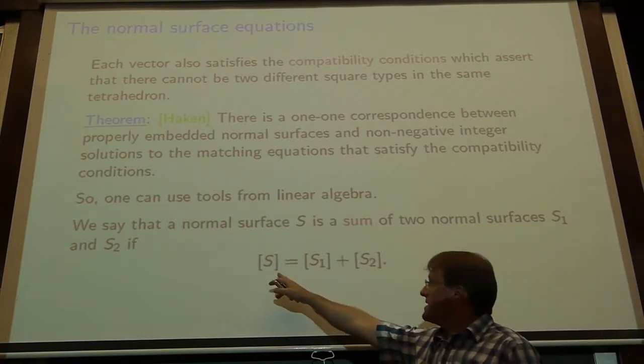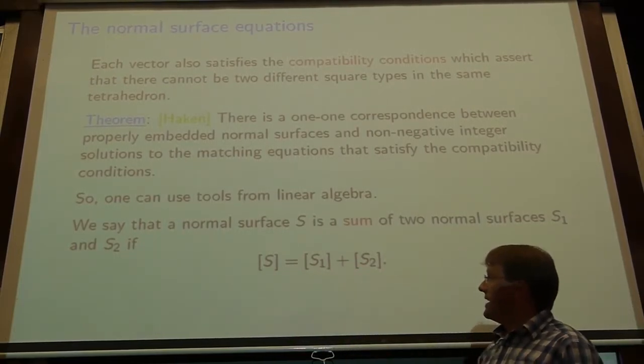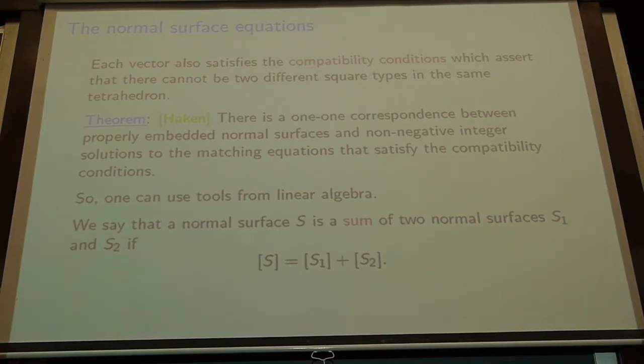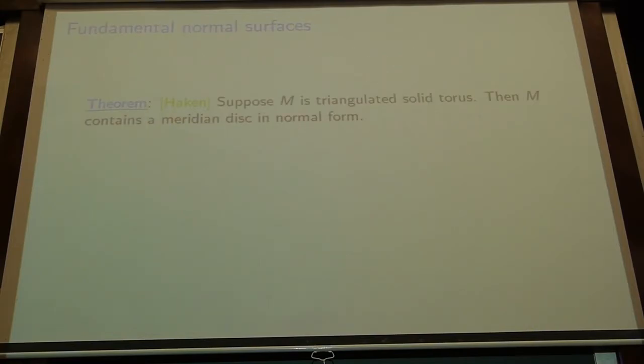So we say a normal surface S is the sum of two other normal surfaces if it satisfies the normal surface vector equation. And we can say that a surface is fundamental if it's not a non-trivial sum. So how does Haken's solution to the unknot detection algorithm work? Well, if you've got the unknot, the exterior of it is the solid torus, and that's characterized by having a compression disk, boundary compression disk, or just the meridian disk of that solid torus.